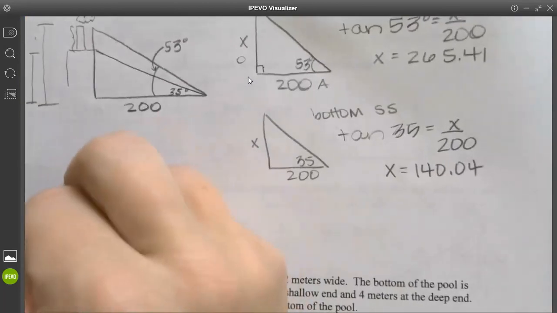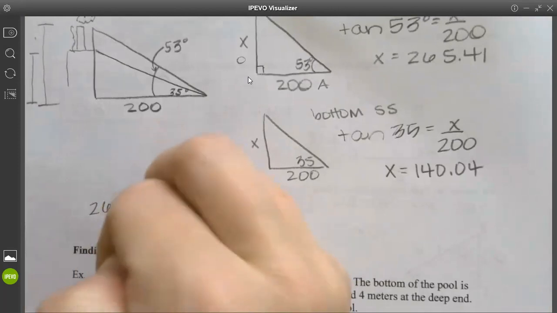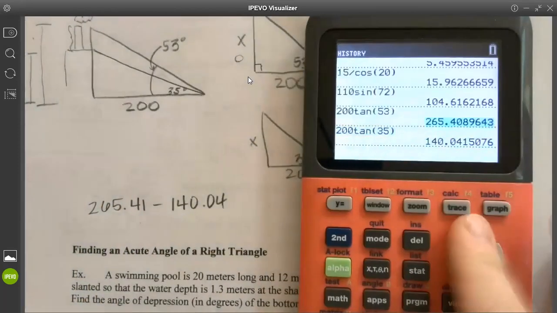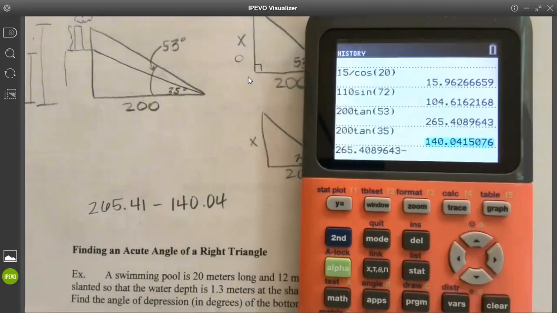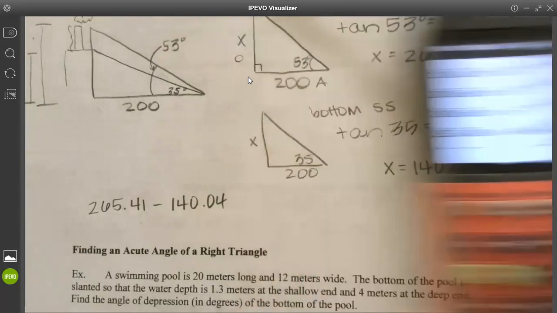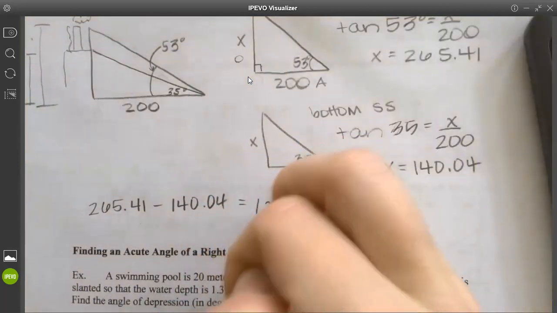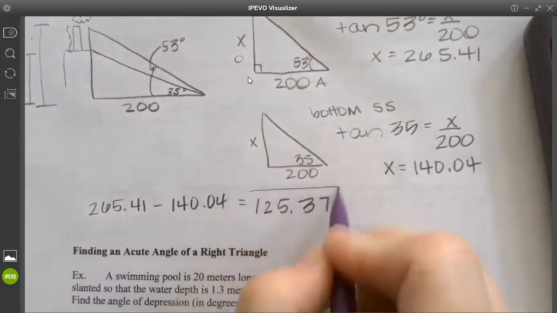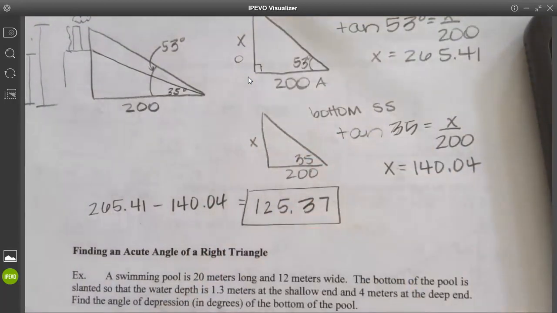So 265.41 minus 140.04. 265 minus the 140 gives me 125.37. Any questions?